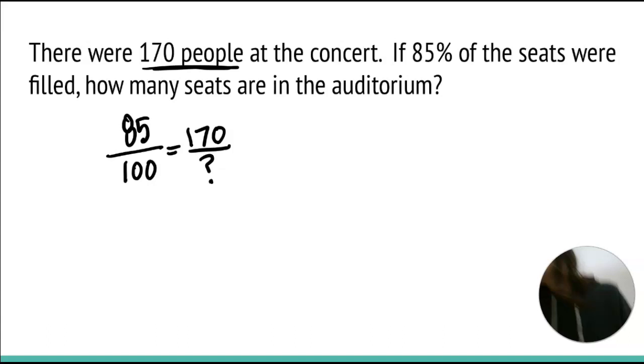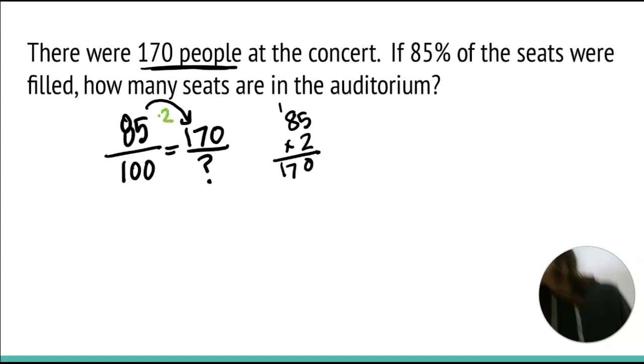I'm going to see if 85 goes into 170. I wonder if it's double. It is. Ha! It looks suspicious to me, and I was right. So 85 times 2 is 170. 100 times 2 is 200. Would it make sense to say that there are 200 seats in the auditorium? Yeah, because there's 170 people that are there. It's not all the way full, it's mostly full. So 200 seats sounds great.